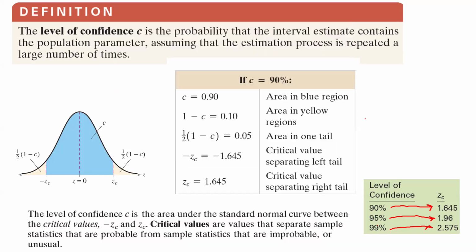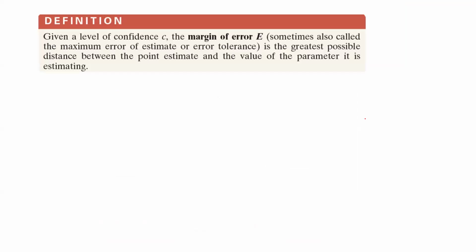Why is it important for us? Because we're going to use this information to find the margin of error. What is margin of error? If you have a level of confidence like C, 90%, 95%, 99%, the margin of error E, sometimes called the maximum error estimate or error tolerance, is the greatest possible distance between the point estimate, which is in this case P hat, and the value of the parameter, which is P, the population proportion.